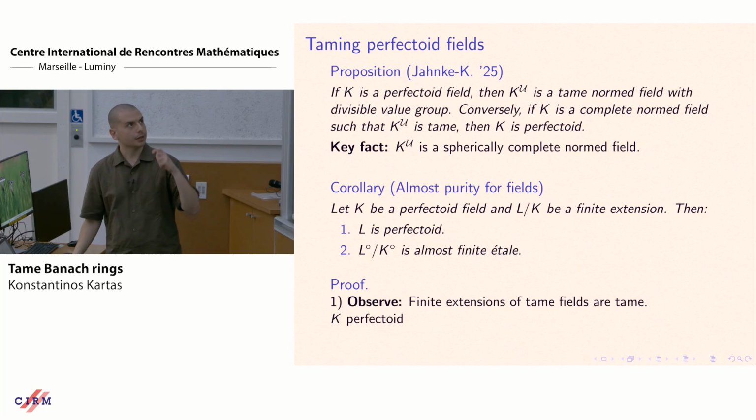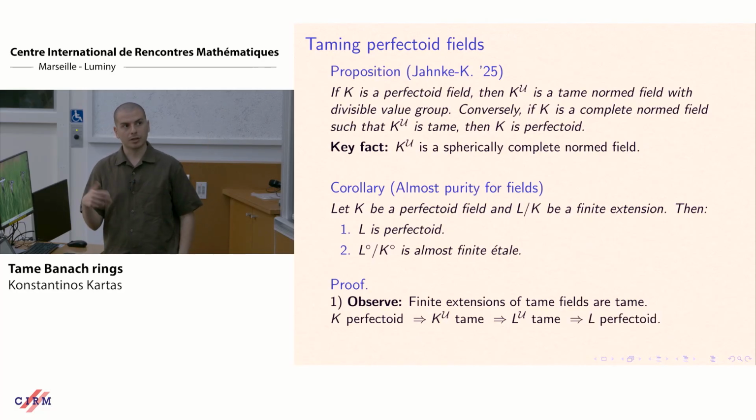And now let's see how we can prove part 1. So we start with K, which is perfectoid. Then we know by the proposition that its Banach ultrapower is tame. But that means that the Banach ultrapower of L is tame as well, because of this observation. And again, by the same proposition, we can go back and deduce that L is perfectoid. Okay?